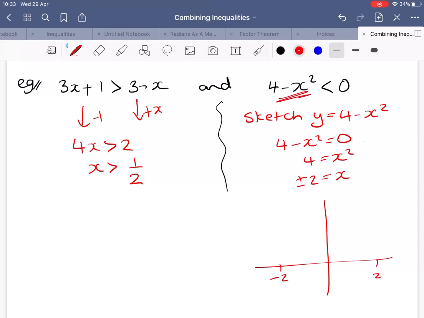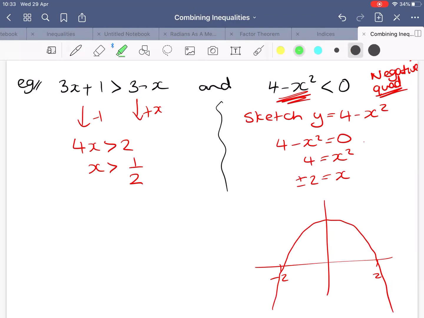But again, what have we got? We've got a negative quadratic, so that means it's an N shape. So we've got our N shape, and we want to know when my curve is less than 0. So we want to know when y is less than 0. So that's these parts here when it's underneath the x-axis.